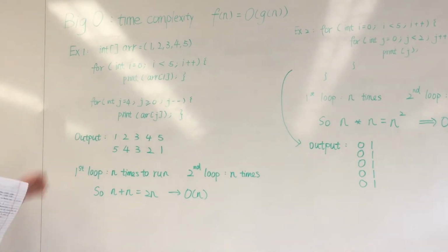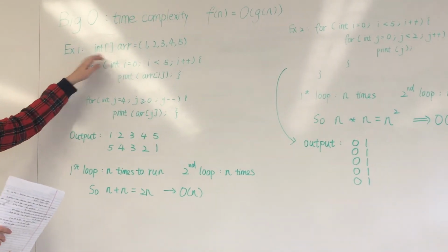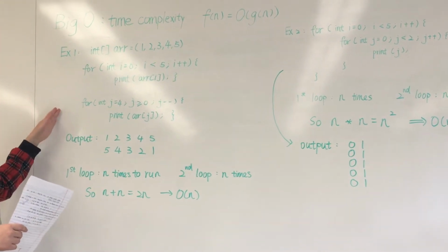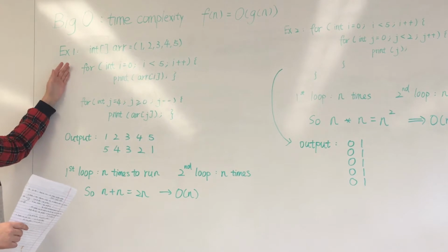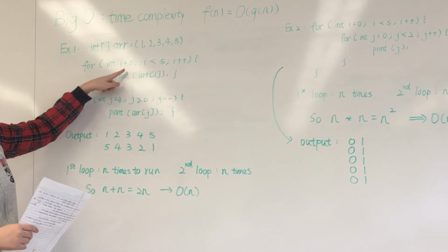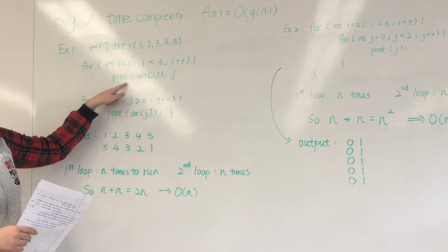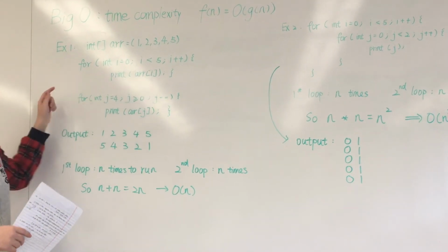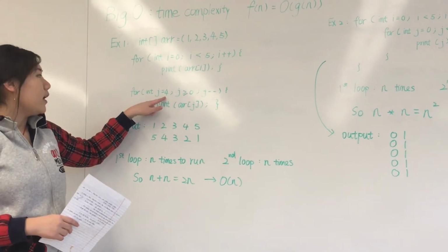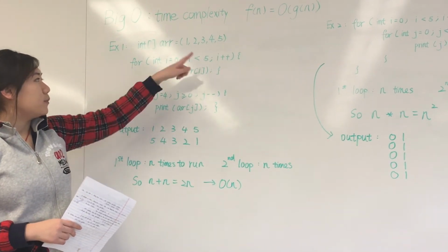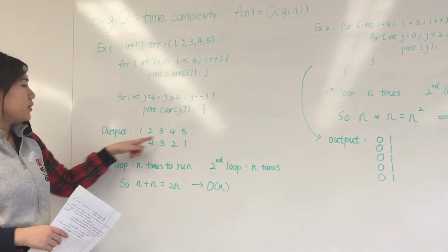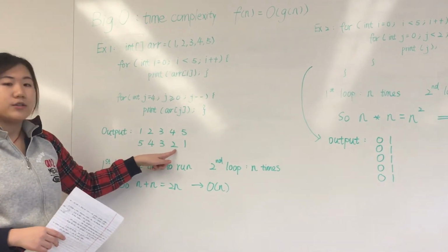Looking at the first one, we have an int array, 1, 2, 3, 4, 5, five elements. In the first example, we have a for loop that loops through all 5 elements in the array, from the beginning to the end, and we print every element out. The second for loop starts from the end of the array and prints out the 5 elements from the back. So the output will be 1, 2, 3, 4, 5, and 5, 4, 3, 2, 1.